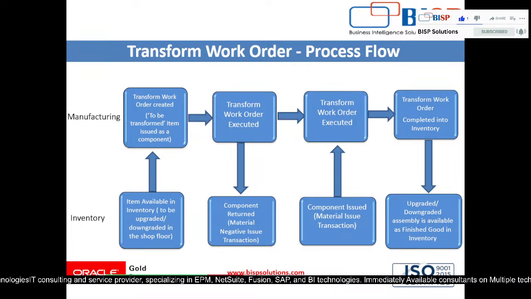We have to issue this item to this transform work order and execute it. First we have to perform the return component, so we have to perform the material negative issue transaction. Again we have to perform the transform work order execution and we issue the component. We have to perform the positive material issue transaction, and the transform work order is completed in the inventory, and we upgraded or downgraded the assembly, available as finished good in the inventory, right?